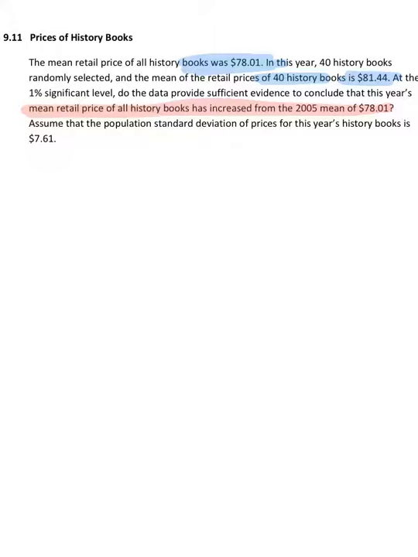From 2005, it's more than 10 years. $3 more. Is it really increased? That is the claim, right? Absolutely, $81 is more than 78, but we want to test if it has really increased. So can you understand what the claim is? So now, step number 1. We state the hypothesis, the null one and the alternative one.